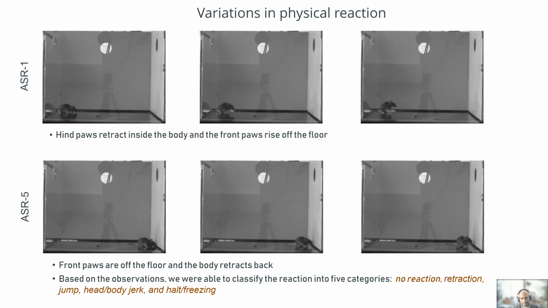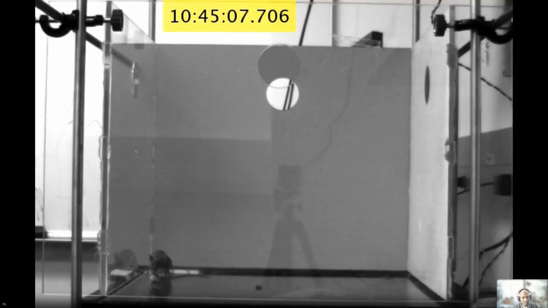We did an extensive study of the startle responses, and we were able to classify them into four categories: retraction, jump, head or body jerk, and halt or freezing. I'm now going to show the videos for the first and the fifth startle, so you can see them in real time. This is only a few seconds.